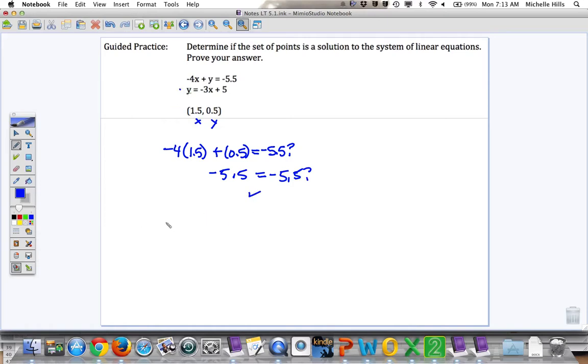Check it in the other one. My y is 0.5. Negative 3 times my x is 1.5 plus 5. So I end up with 0.5 equals, and again, plug this in your calculator all at once if you want to. 0.5 is what you get. So this is a solution.